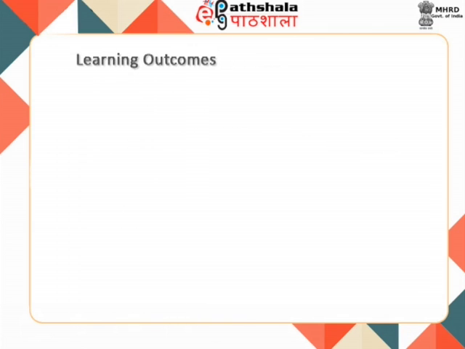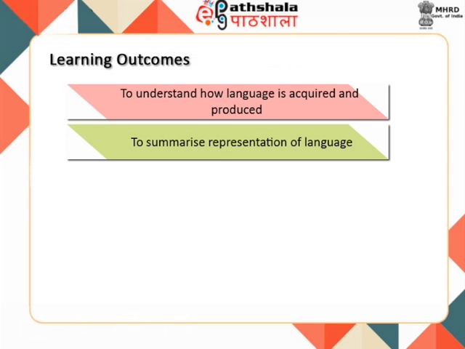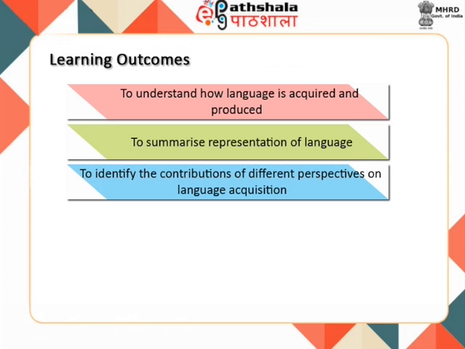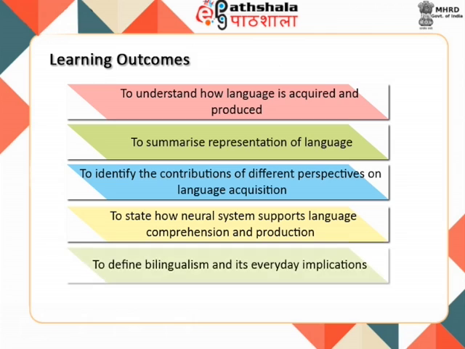After studying this module, you shall be able to understand how language is acquired and produced, summarize representation of language, identify the contribution of different perspectives on language acquisition, and state how the neural system supports language comprehension and production. It also presents the nuances of bilingualism and how, in everyday life, children and others who speak more than one language are benefited or face challenges on account of it.